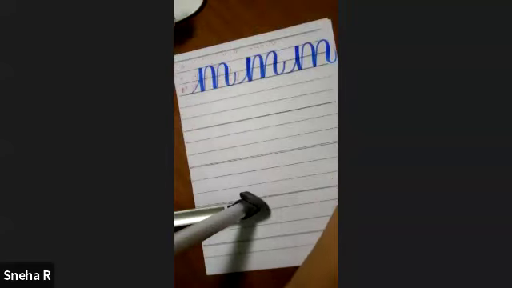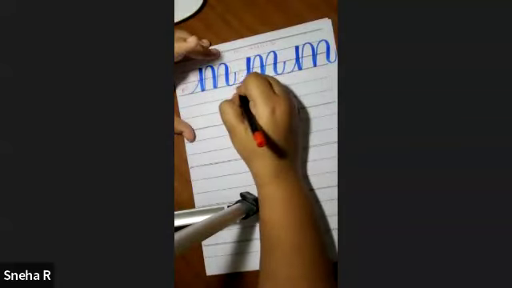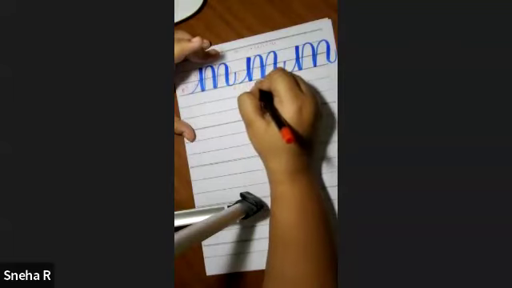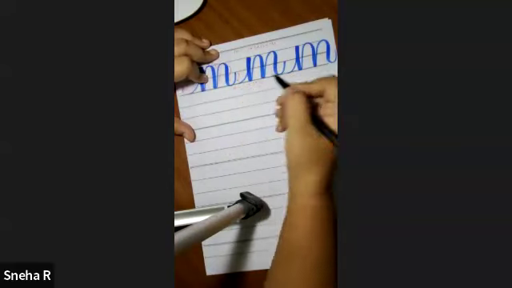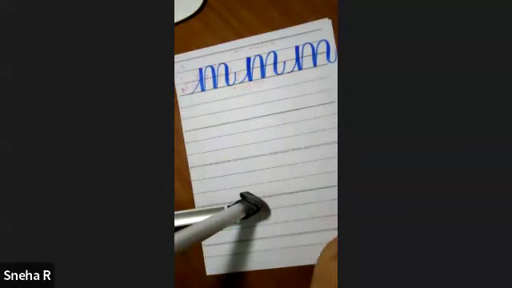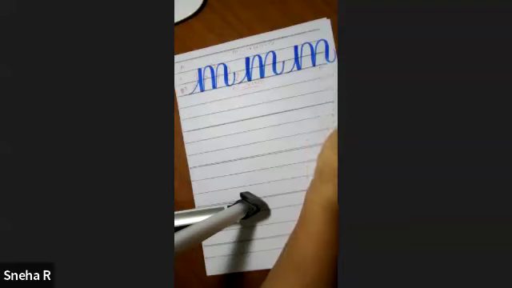Moving on, the next letter would be N. Can you try N on your own? I'll tell you how to do it. N is equal to entry stroke plus downstroke plus compound curve. Can you try? It is very similar to M. The only thing is you don't have to do the overturn.